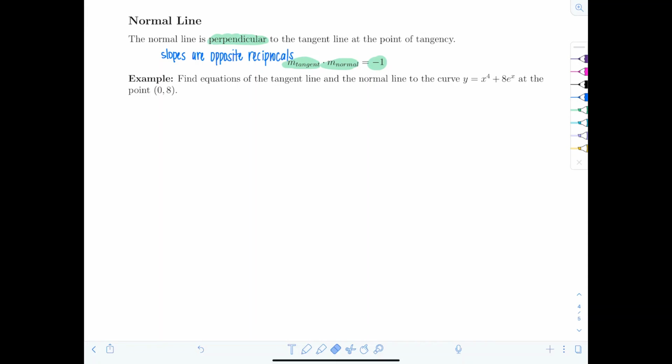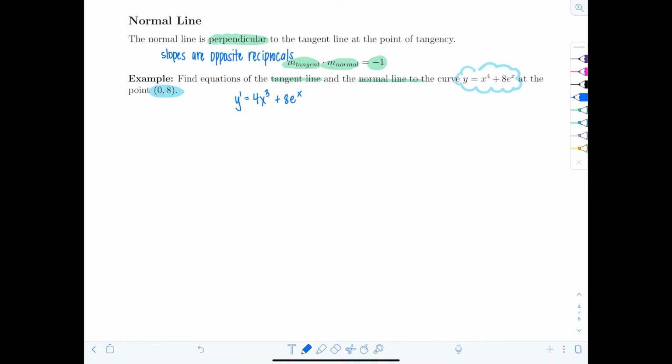All right, so here we go. First example. Find the equations of the tangent line and the normal line to the curve y equals x to the 4th plus 8e to the x at this point. So they gave me the point. I just need to figure out the slopes of the tangent line and the normal line, and I know I can do that by getting the derivative. So here we go, y prime, derivative of x to the 4th, that's going to be 4x cubed, and then derivative of 8e to the x is just going to be 8e to the x.